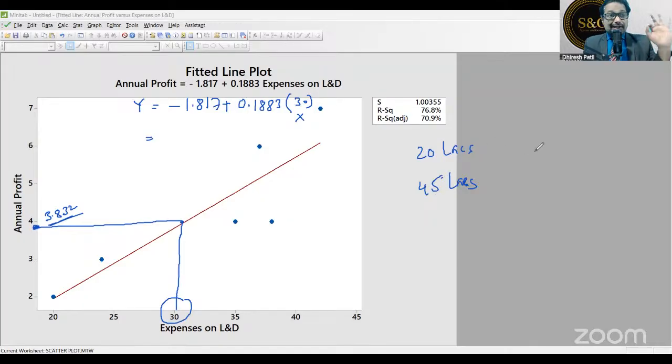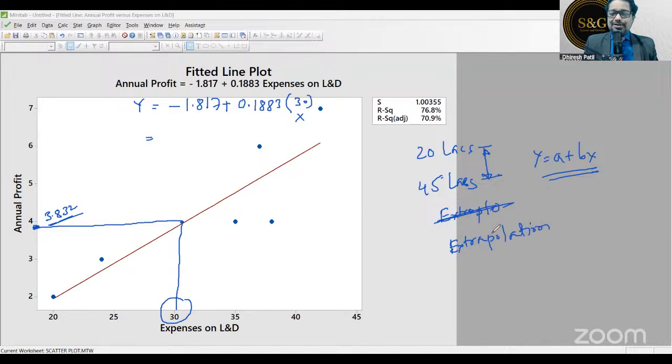Okay, I'm just giving you the range. Now this equation, y is equal to a plus bx, can be valid between the range of the data set. So this equation may not be valid less than 20 lakh rupees and greater than 45 lakh rupees, because that is called extrapolation. What is extrapolation? If I want to predict what will happen if I spend 70 lakh rupees in my L&D, what will happen if I put 1 crore rupees in my L&D? This equation may not be valid for that, because the data is only limited up to 42 or 45 lakh rupees, whatever it is. Clear?